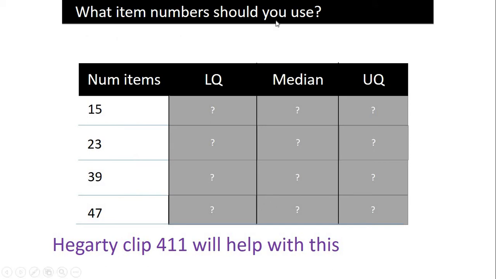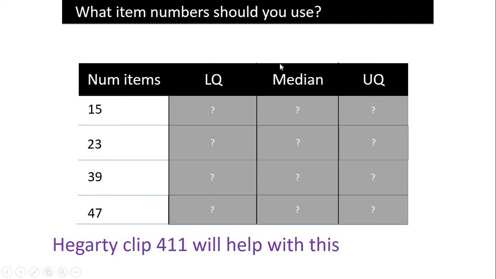What item numbers should you use then? If you pause the video, you could have a go. Note that all of the numbers of items that we've used here are 1 less than a multiple of 4, so it makes it easier. So you're adding 1 to the number of items, then for the median, finding half, for the lower quartile, a quarter, for the upper quartile, 3/4.